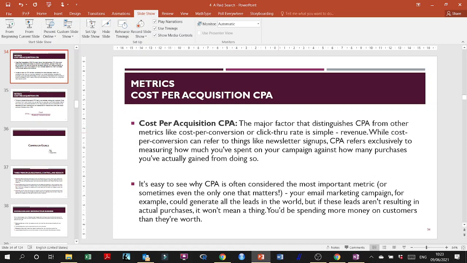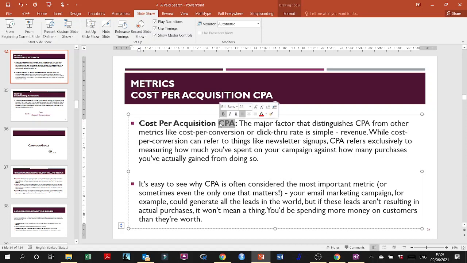Cost per acquisition or cost per action. Cost per action is the major factor that distinguishes CPA from other metrics like cost per conversion or click-through rate, just for simple revenue. While cost per conversion can refer to things like newsletter signups, cost per action refers exclusively to leads. Cost per acquisition in particular, that leads to money, is the most important.